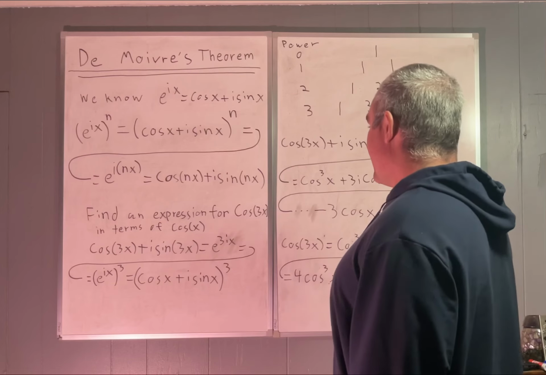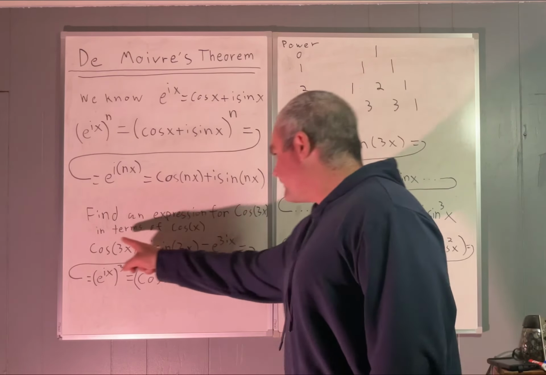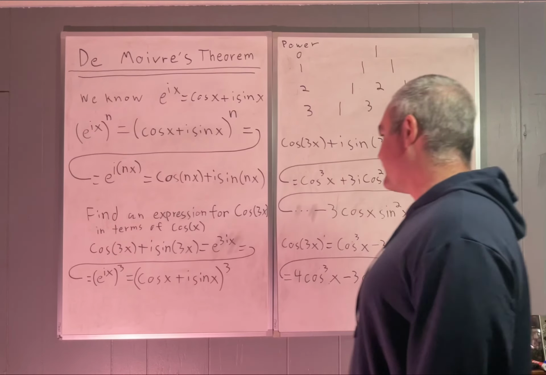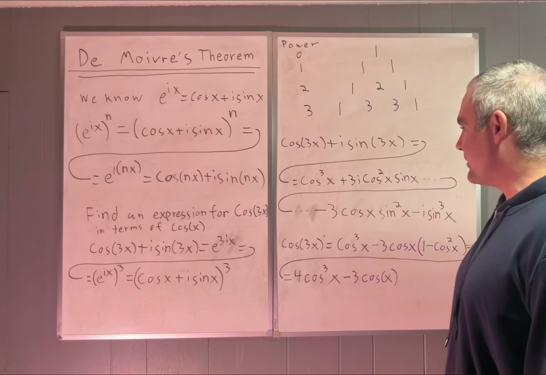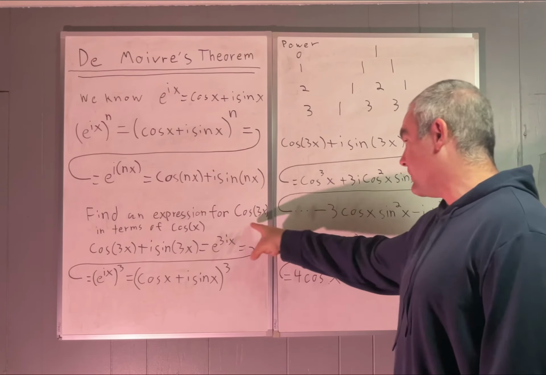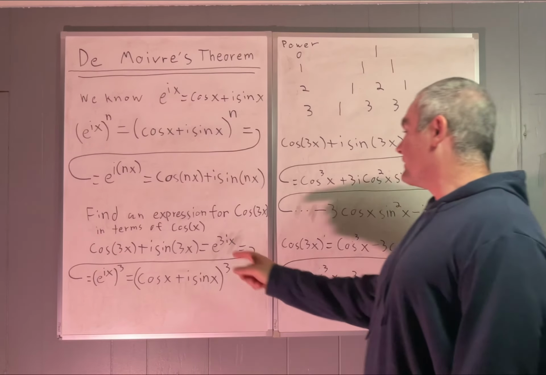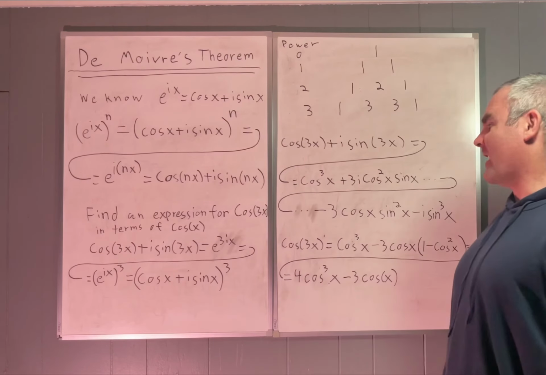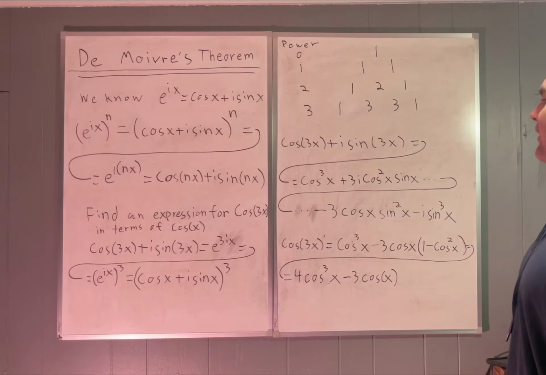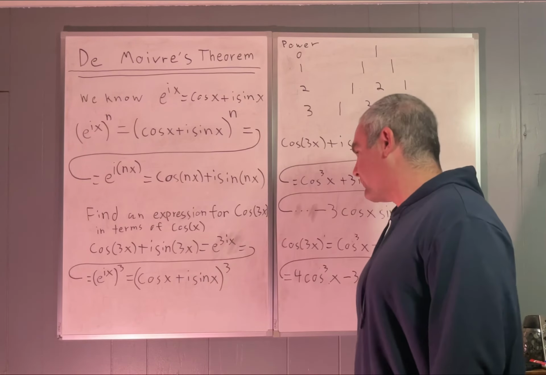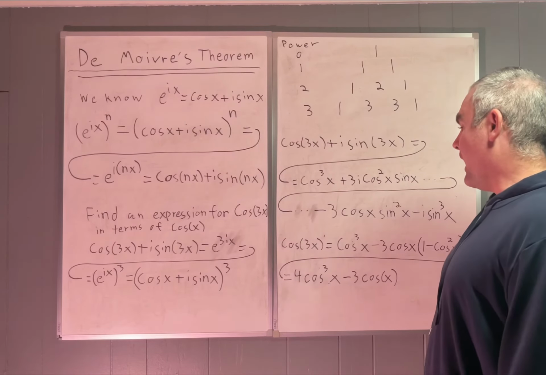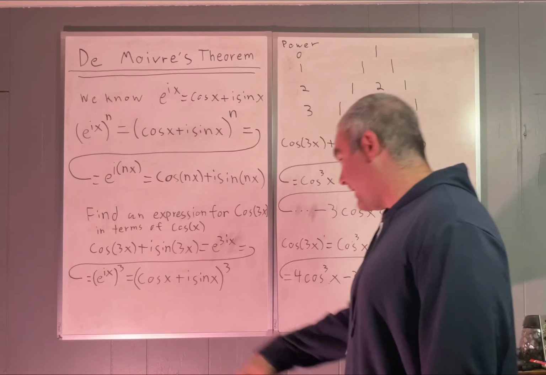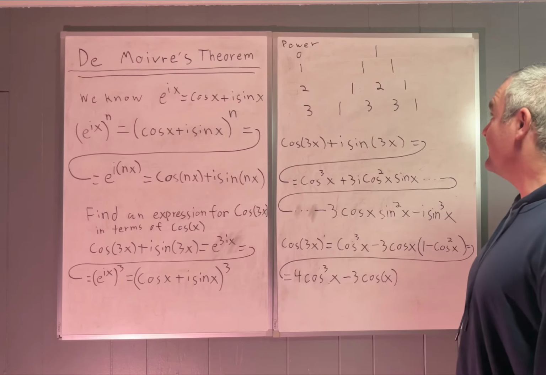So, anyway, we'll start with this right here. We'll start with cosine of 3x plus i sine of 3x. And it should be no mystery why I chose to do that. It's because that contains the thing we want to find an expression for. So we know that cosine of 3x plus i sine of 3x is equal to e to the 3ix from Euler's formula. We also know that e to the 3ix is equal to e to the ix cubed, which in turn is equal to cosine x plus i sine x cubed.